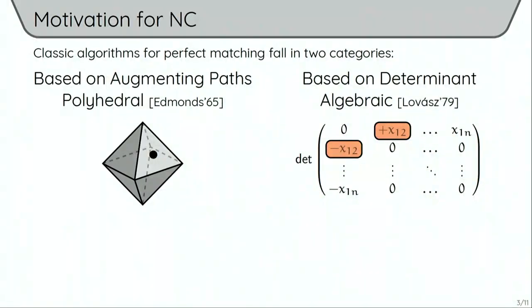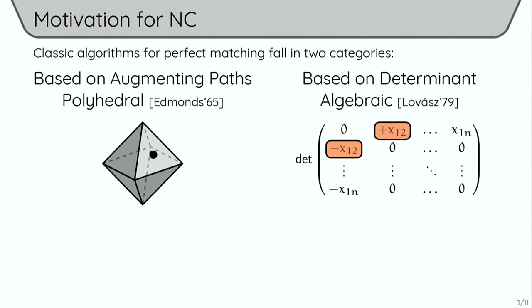For the perfect matching problem, there are roughly two categories of classic algorithms. There are algorithms based on insights about the polyhedral aspects of perfect matchings. These are roughly algorithms that move inside the convex hull of indicators of perfect matchings. You might have seen classic Blossom algorithms or augmenting path-based algorithms in bipartite graphs. These are all things that deal with the structure of this convex hull of perfect matchings.